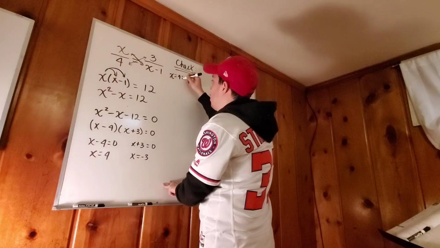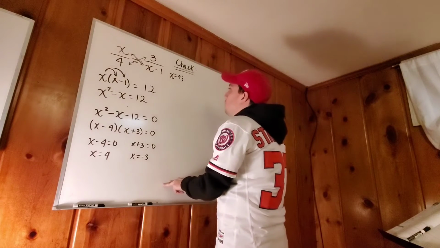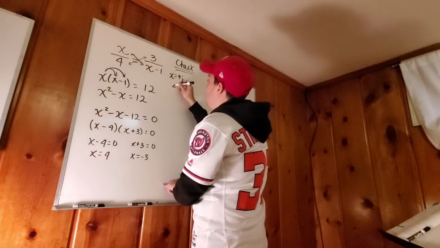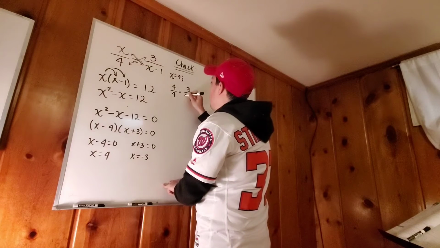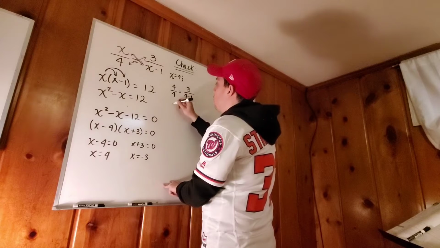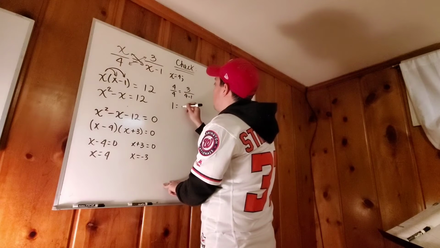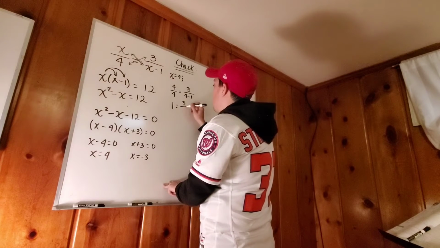All right. Let's just put a semicolon. And so it's going to be 4 over 4, which is 1, equals 3 over 4 minus 1. 4 over 4 is 1. 4 minus 1 is 3, so 3 over 3.